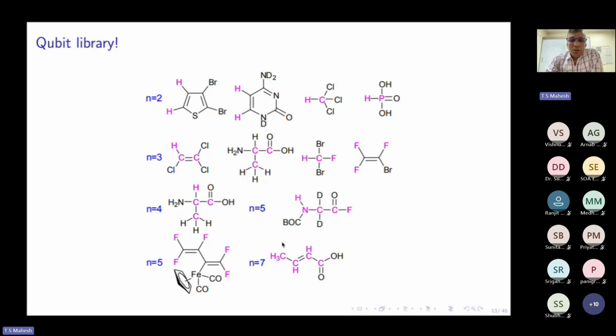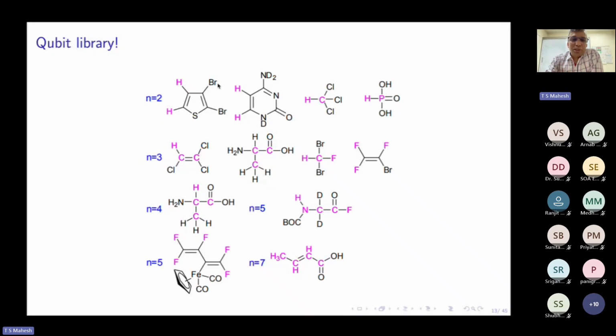Now, this is an example slide of various qubits. For example, if you want 2 qubits, you can take these molecules. The spins that are used are shown in pink color. You can see that in this molecule, there are 2 hydrogen spins, which are protons. Each proton is a qubit, and they are interacting via indirect spin-spin coupling, also called J coupling.